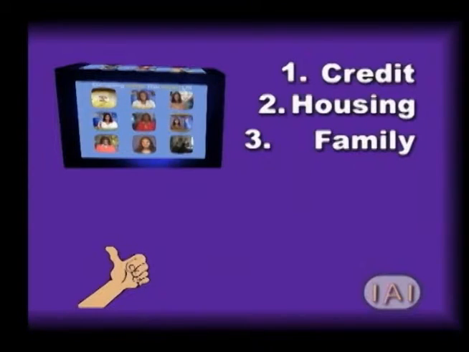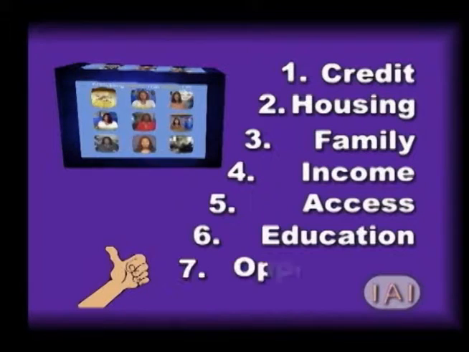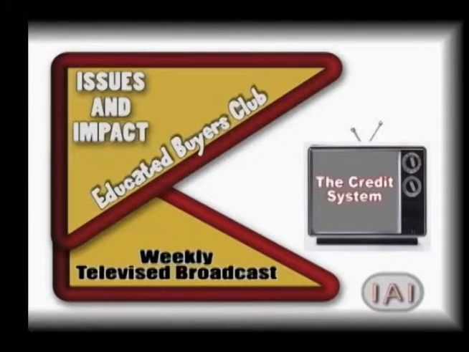Issues and Impact focuses on subjects having a major impact on the lives of consumers. The show focuses on 7 key issues: credit, housing, family, income, access, education, and opportunity. Participation is never an issue as consumers are able to learn about mortgage programs and overcoming obstacles right from the comfort of home. How is this possible? This is possible through the weekly educational television broadcast of Issues and Impact.